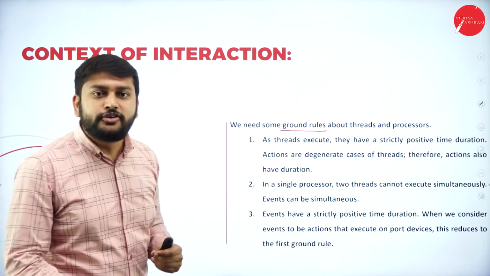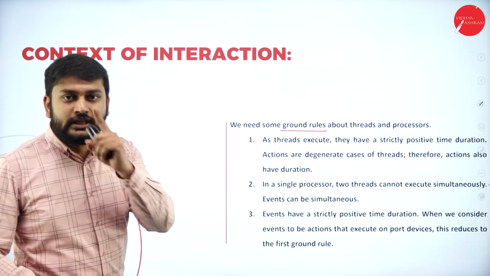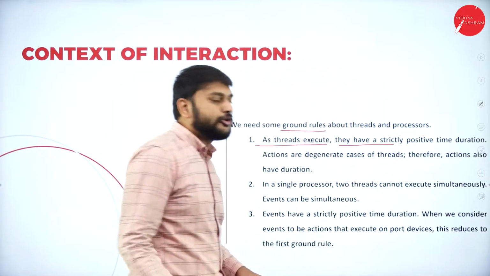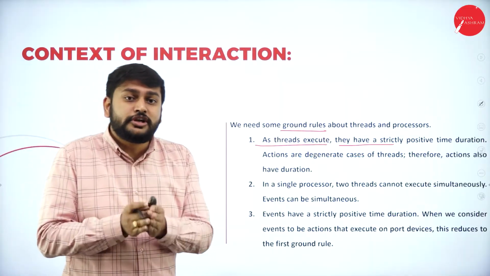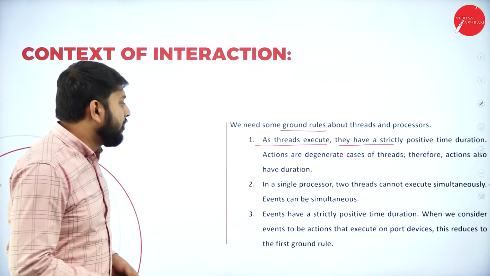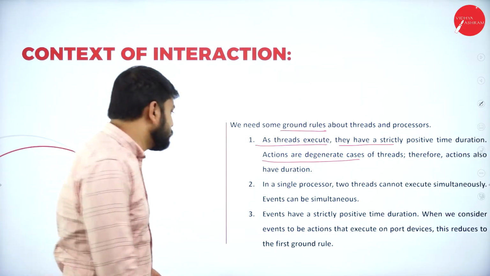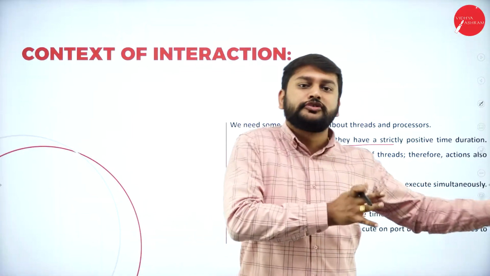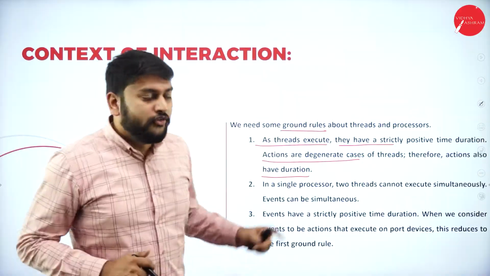What is the first ground rule with respect to the thread and processor? Listen to me carefully. As a thread executes, it has a strictly positive time duration. When the thread is being executed, it will have a strictly positive time duration. It will not have a negative time duration, is what you need to remember. Actions are degenerate cases of threads. Therefore, actions also have a duration. The only concept that you need to remember: a thread requires a positive duration for its execution. So that's what you need to understand with respect to the first point.